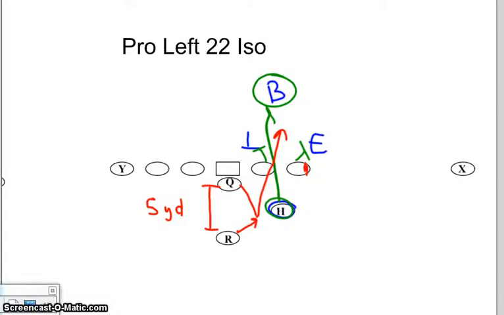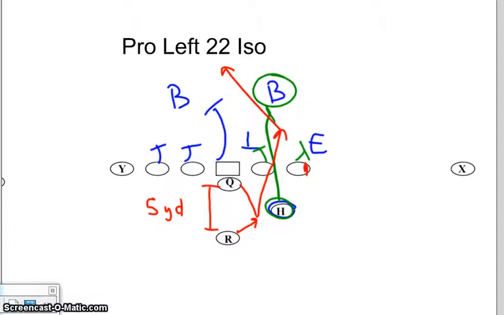R, also, this will typically cut. You can make one cut towards the inside. The H is going to try to drive the backer to the outside. So understand, keep your eyes inside and see if you can make that cut towards the inside. Backside, I would like to see, if the center's not covered, the center try to block that backside backer. And backside guard and tackle can go ahead and cut any defenders on that backside.